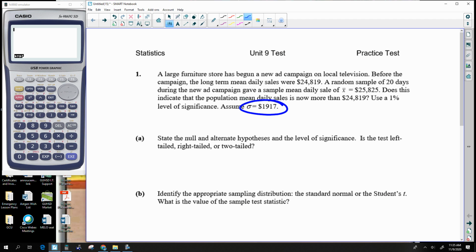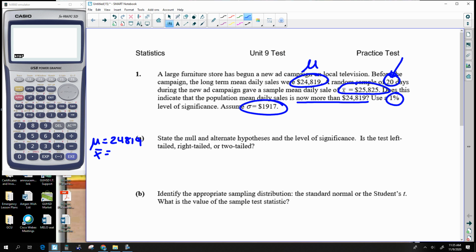All right, so that is going to be a standard normal. This is what the mu is. This is what we're accepting. Here is our sample. Is it now more than? We have a 1%, and so 20 days is going to be our sample size. So we took 20 daily samples. Okay, so that means our average right now is 24,819.